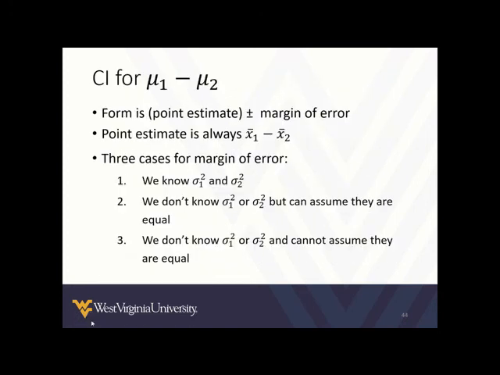And so let us take a look at the actual construction of our confidence interval. We do still follow the form of the point estimate plus or minus the margin of error. We've established that our point estimate is going to be the sample mean of sample one minus the sample mean of sample two. The only thing that does change is our three different options for the margin of error, which is established based on our knowledge of the population variance or lack thereof, and whether or not we assume these population variances are equivalent or not.